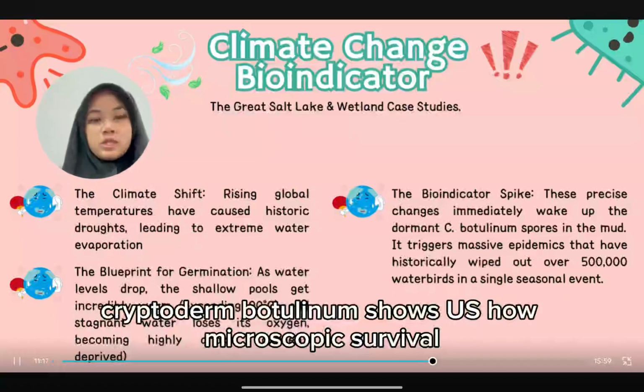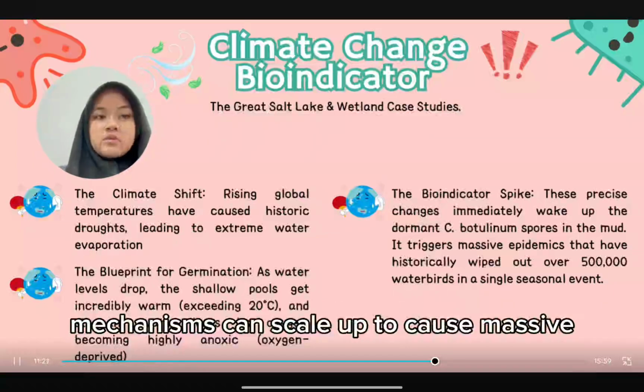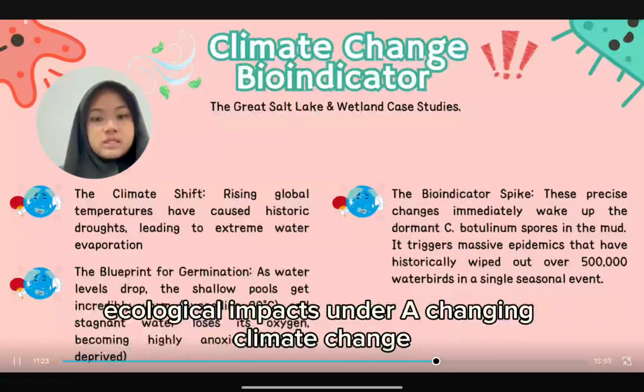Ultimately, Clostridium botulinum shows us how microscopic survival mechanisms can scale up to cause massive ecological impacts under a changing climate.